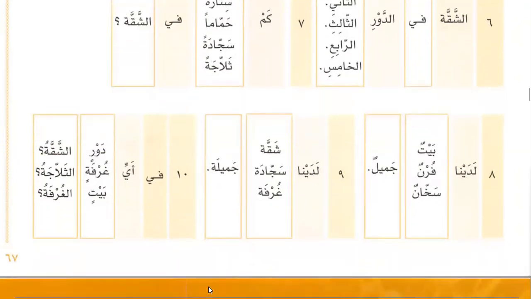Next, Ms. Rahma, continue. لدينا بيت جميل. We have a beautiful house. لدينا فرن جميل. We have a beautiful oven. Correct.